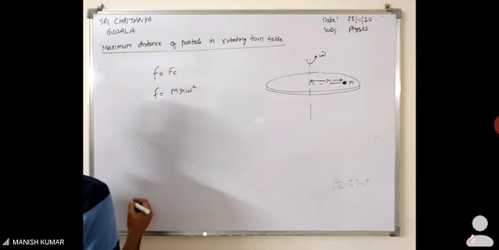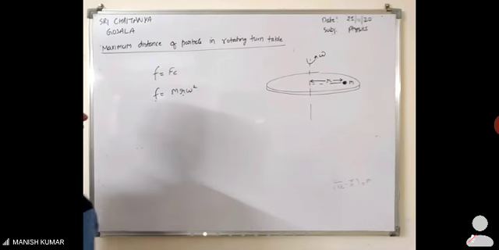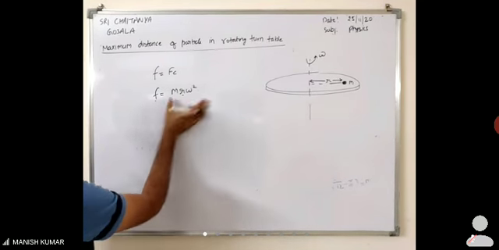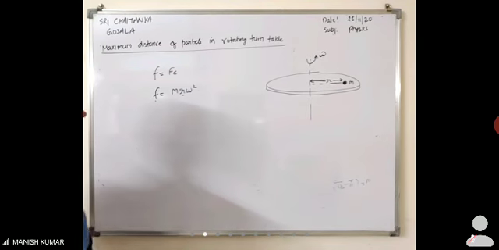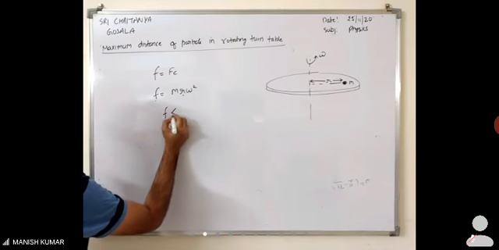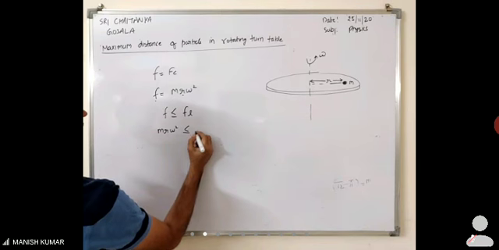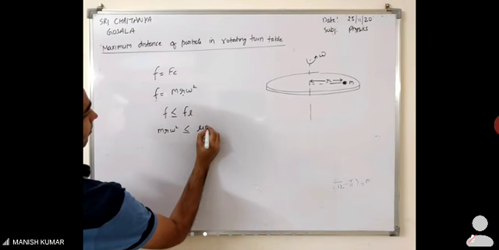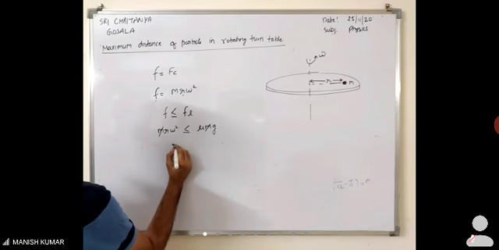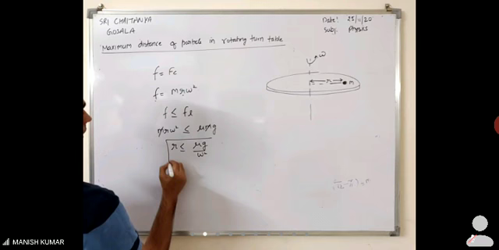Now, the problem is that when r increases, the friction must increase. When you increase the distance of the particle from the center, friction must increase, because the right side increases, so the left side must increase. But friction cannot be more than limiting friction. So m r omega square should be less than or equal to limiting friction, which is mu m g. M is cancelled out. R should be less than or equal to mu g upon omega square.